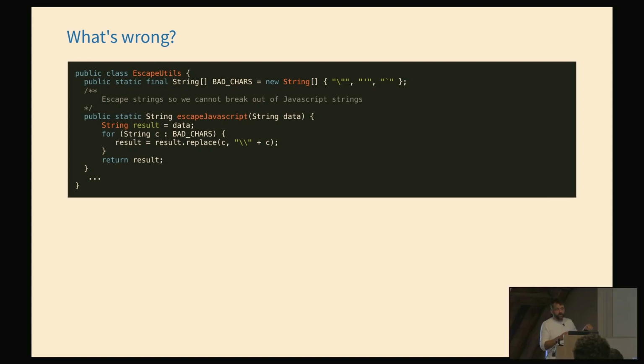So we're trying to be smart and do deny listing, but we should have used positive input validation instead. But in this case, we tried to be smart and just escape the bad ones and then let everything else through. And we forgot one of the most important ones.